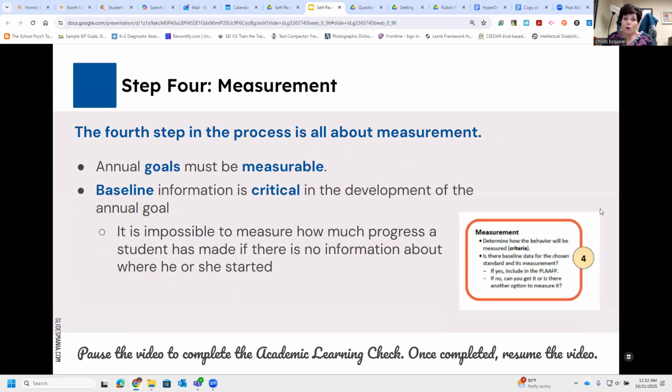Now we're ready for step 4, measurement. Every annual goal must be measurable, and that starts with baseline information from the PLAF. If we don't know where a student began, it's impossible to measure progress. Pause the video here and complete your academic learning check. When you're ready, come back to continue.